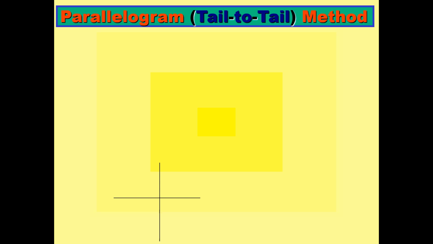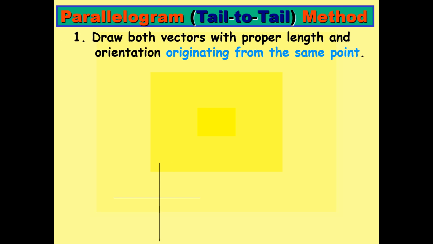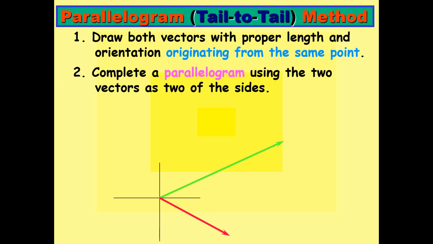An example of a parallelogram, just to finish off, tail-to-tail method. Draw both vectors with proper length and orientation originating at the same point. There we go. So this is the parallelogram method. Complete a parallelogram using the two vectors as two of the sides. So imagine the instruction would have been complete a parallelogram using the two vectors that were given as two of the sides. So for example, you could do another brown arrow coming off this way and another green arrow coming off this way. There you go. Kind of done.